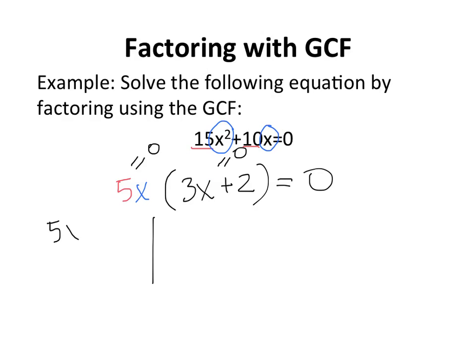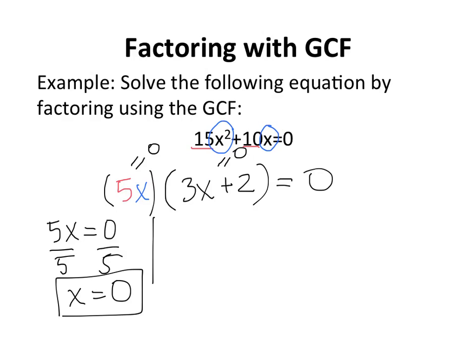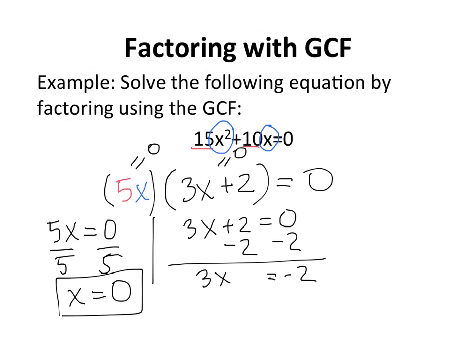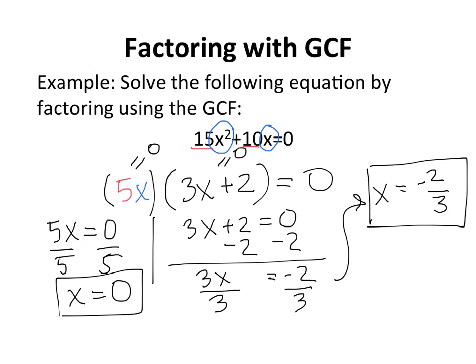Our first equation is 5x equals 0, because we know that this is our first value in our product. If we divide both sides by 5, we'll get x equals 0. And on the other side, we know that 3x plus 2 has to equal 0 for that term to be 0. So now let's subtract 2 on both sides to get 3x equals negative 2. Divide both sides by 3, and our results will be x equals negative 2/3. Now there we have it.